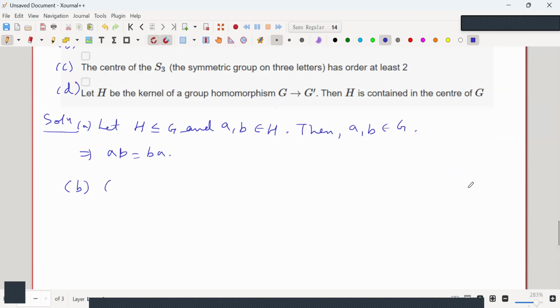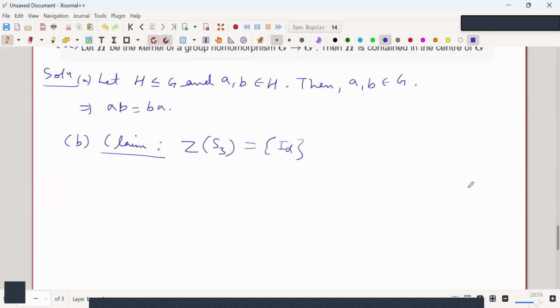So the claim is: the center of S3. I hope this notation is fine with you. Z of G means just the center of that group. So this is just the identity permutation. So we need to discard the possibilities that other elements are not inside the center. That means for each non-identity element, we need to find some element with which it doesn't commute.